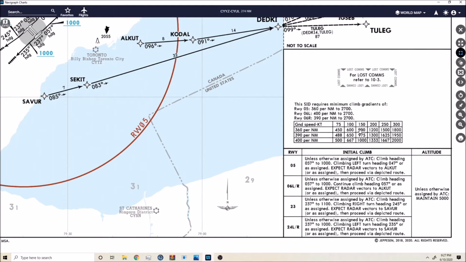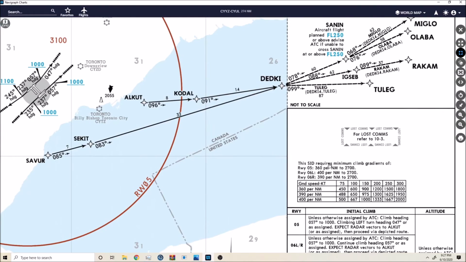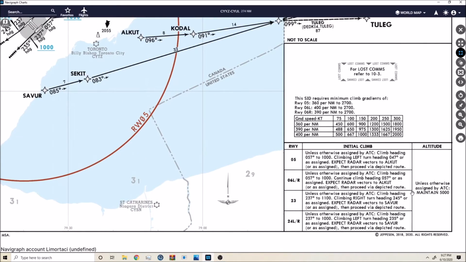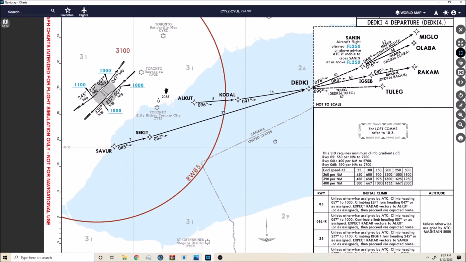You would need a 900 feet per minute climb, which in a 737, I think even on 1 engine, shouldn't be a problem unless you're really heavy. I'm not a pro at 737s. I'm just saying, by general knowledge, I think it can do it just fine. But that's how you use that table there. Lost comms: if you lose comms, you've got to go to a different chart, 10.3. We'll look at that in a second as well. So that's this part of the box, and then you can move on.